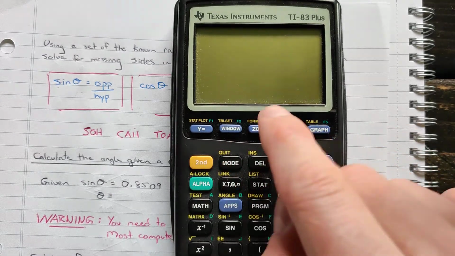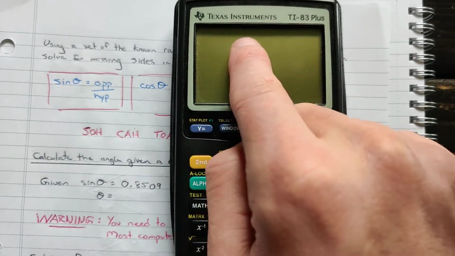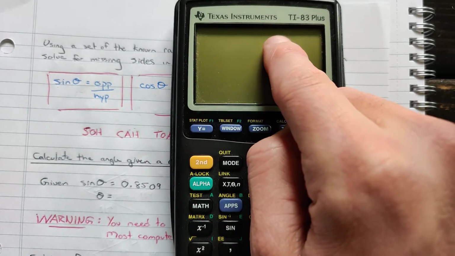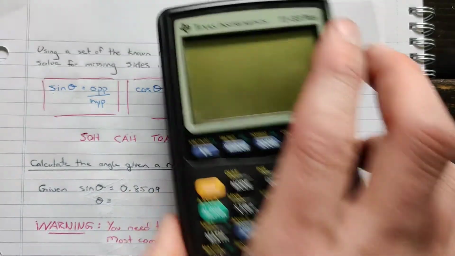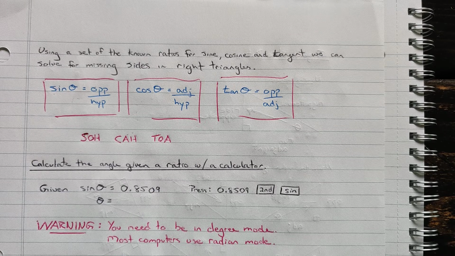And on your calculator, you might see sometimes at the top here, there might be a DEG or a D or an R or an RAD. If that's up there, that means that your calculator is in that mode. So D or DEG means degrees. But if it's R or RAD or G or GRAD, then you're working in the wrong mode and you will get the incorrect answer every time.